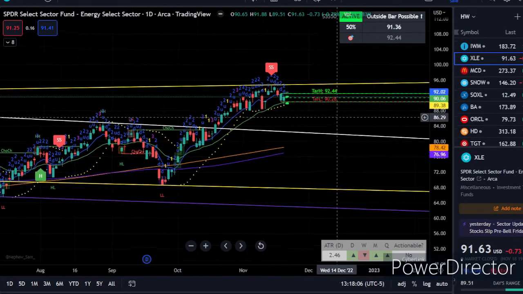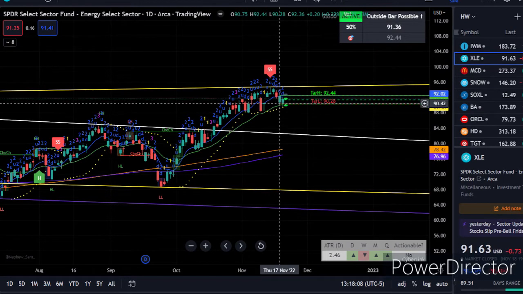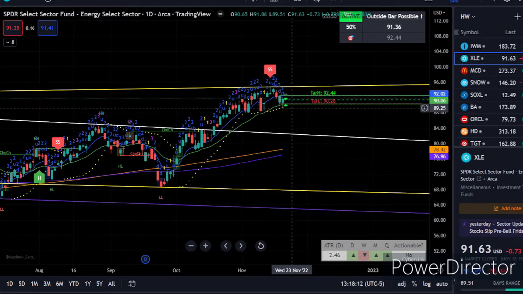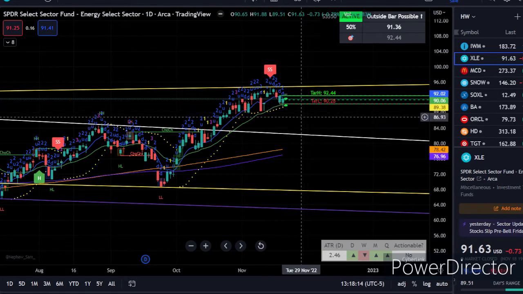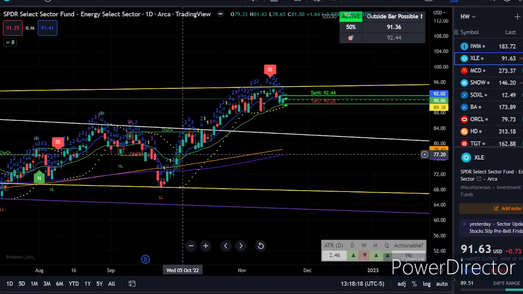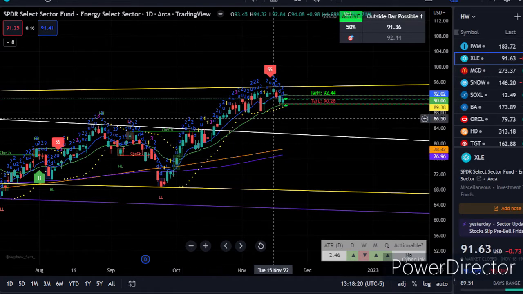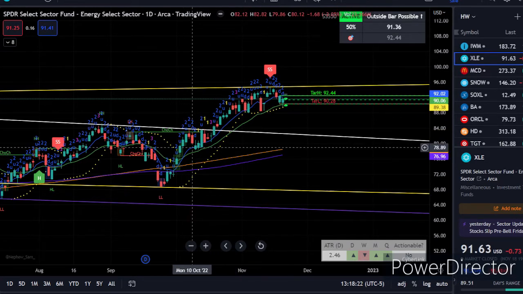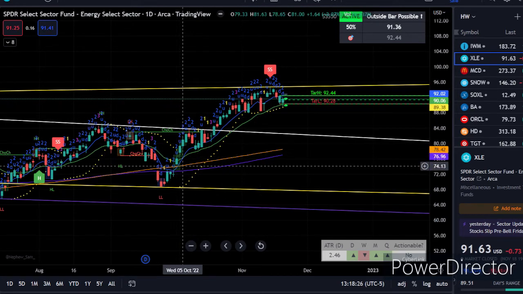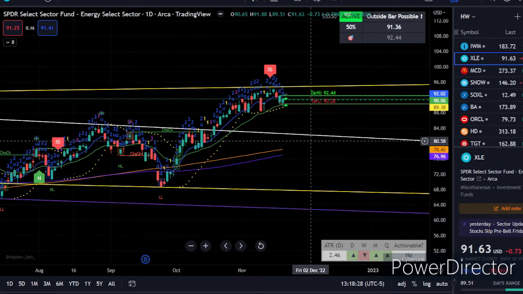The only thing that gives me pause here is we finally broke under the 8 and found some support here. So if we can break this 21, then that will let me know it's ready to drop. Because, look from back here, it has not broken the 21. Every time it's hit it, it's bounced. So if it does go, though, we do have gaps to the downside that we can target.